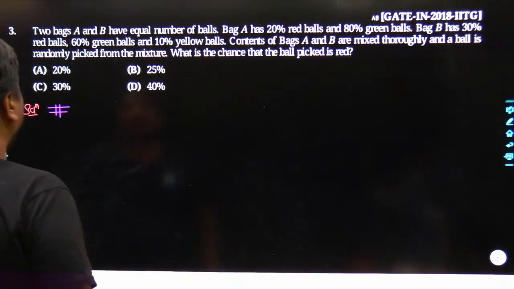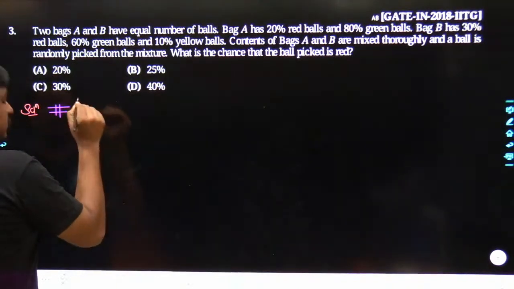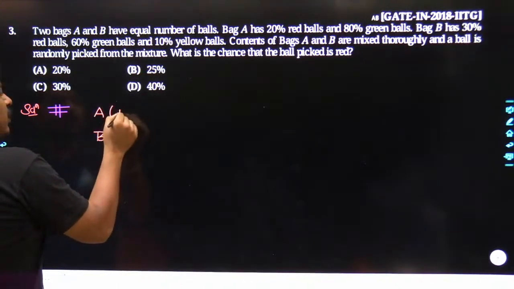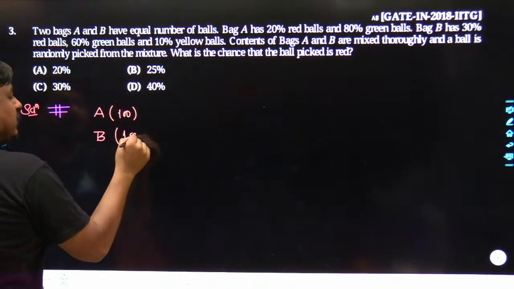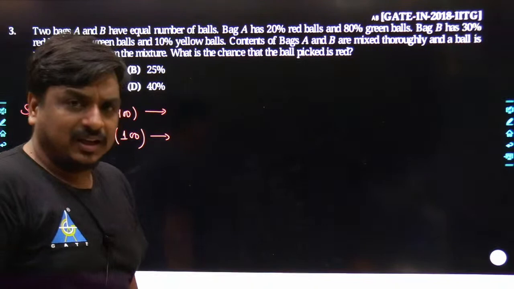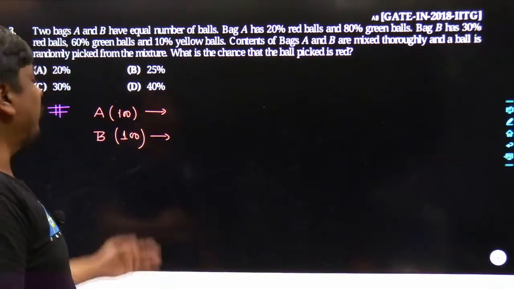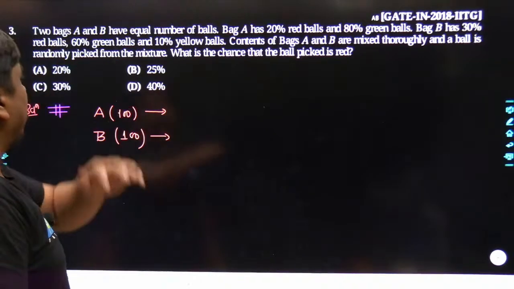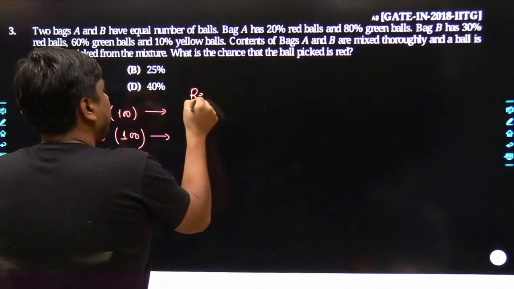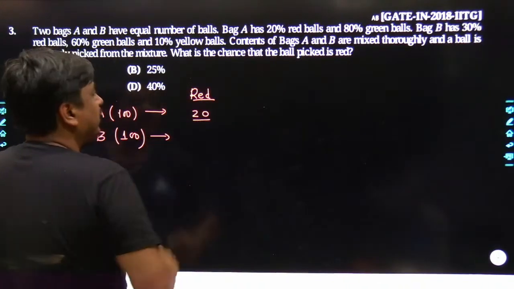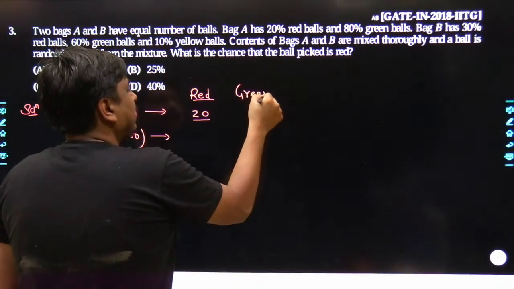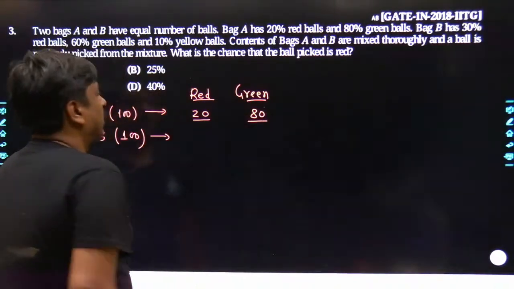So in this problem it has been clearly given: we had two bags, let's call them bag A and bag B. How many balls did we have in bag A as well as bag B? In both cases we are dealing with percentages, so obviously I take the total number of balls contained in bag A as well as B as 100. Now it is clearly given that bag A had 20% red balls. That means out of 100, 20 balls were red. Similarly, the remaining 80% were green, so in bag A, 80 balls were green.